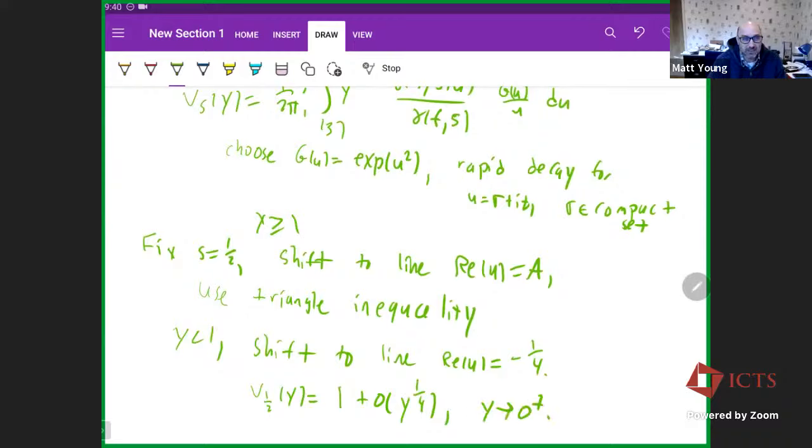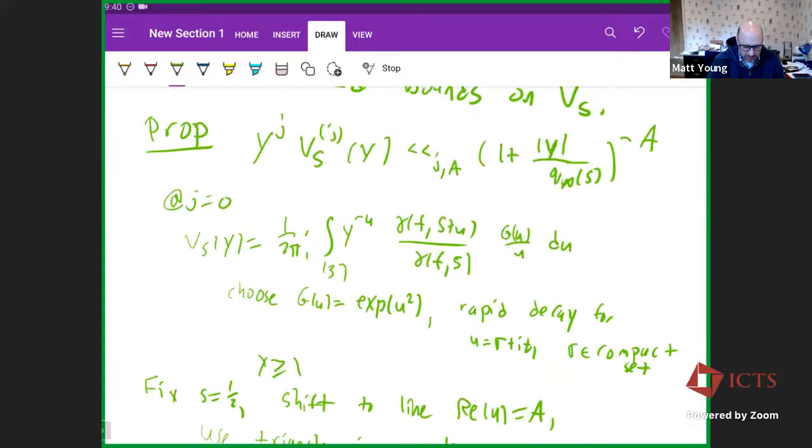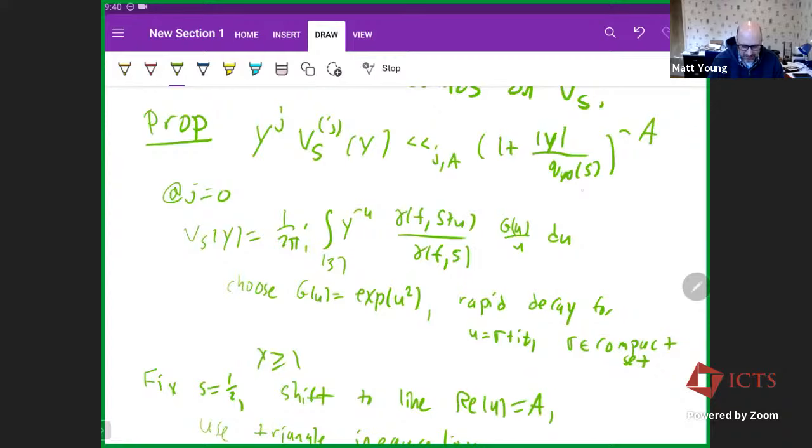So this V function is quite nice. It's approximately 1 for y small, and then it has rapid decay for y going off to infinity. Where things get a little bit trickier in this proposition is if the gamma factors are varying in some way. If you want S to vary, then this is a little more complicated, but you have to use Stirling's formula, and then G can help everything converge when you use Stirling. So you can still get this bound.